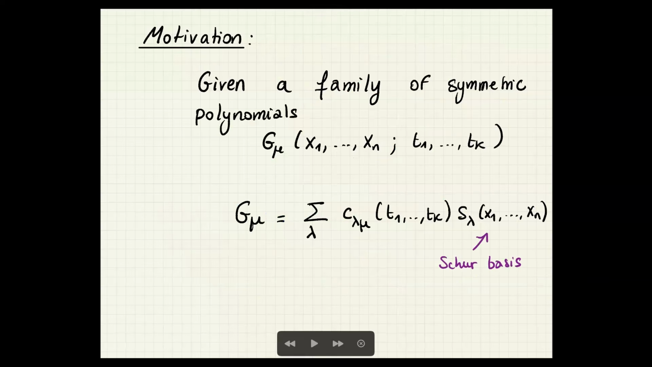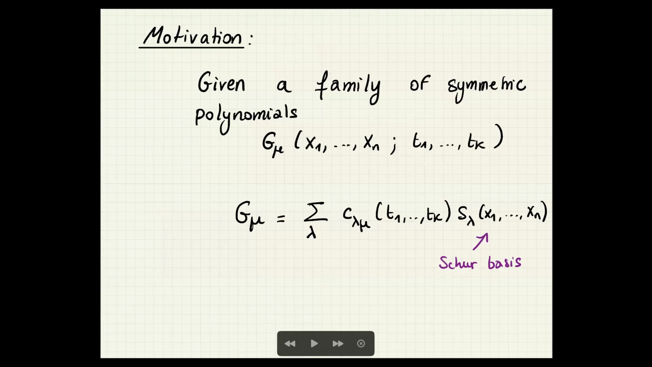So what's my motivation here? In general, I like to study families of symmetric polynomials. I'm going to think of n variables here, x1 to xn. My families of symmetric polynomials are going to be indexed by partitions, here I call mu, that have at most n parts. And maybe my polynomials are going to have some extra variables, t1 up to tk. And then I want to express this family of symmetric polynomials in a Schur basis.